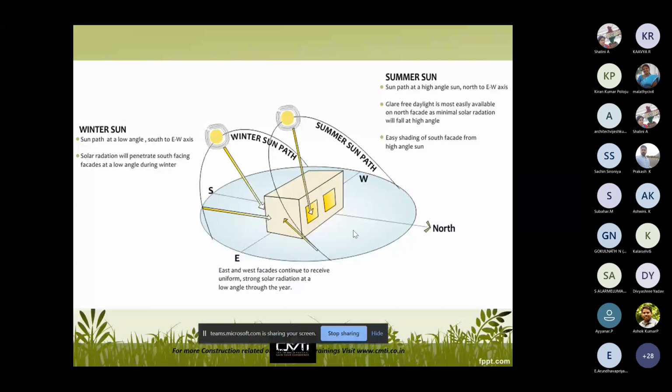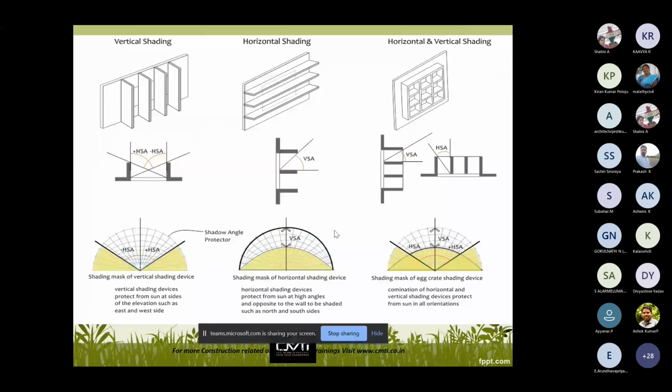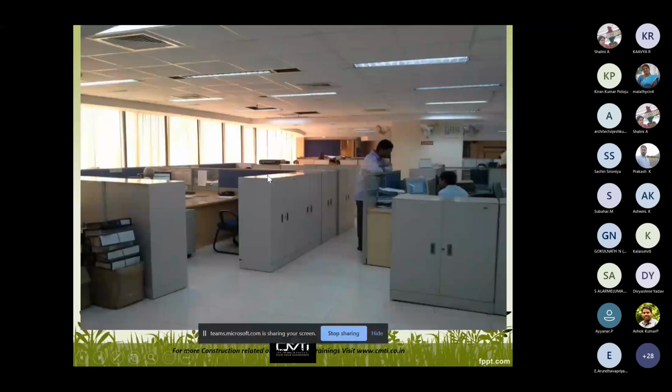These are the shading devices you can use. See, horizontal shading and vertical shading devices to avoid the glare and all. And ventilation is there. So in the daytime you can avoid artificial lighting if you have the shading devices and good lighting. These are the shading devices they have used.